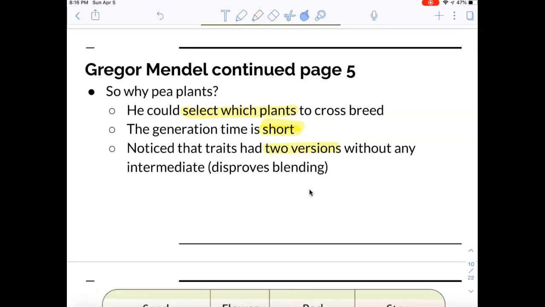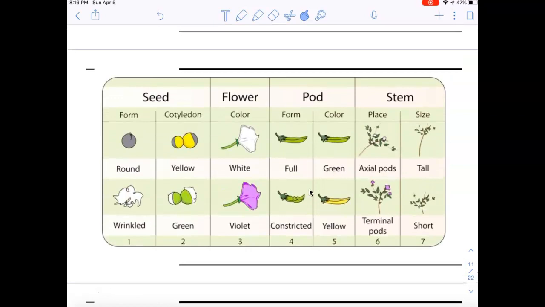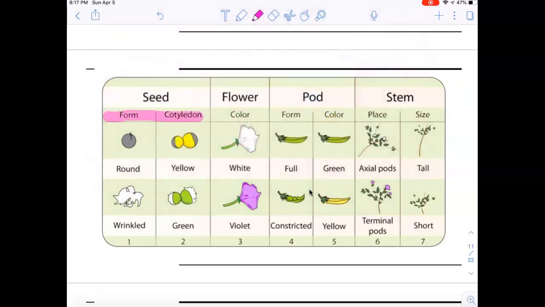What do I mean by 2 versions? Let's take a look at this table here. Okay. So here are all of the traits that he studied. These are what he saw in the plants. He saw seed form, cotyledon, that's just another word for the seed, color and form of the flower and the pod, and then stem placement and size. Each of these have 2 options.